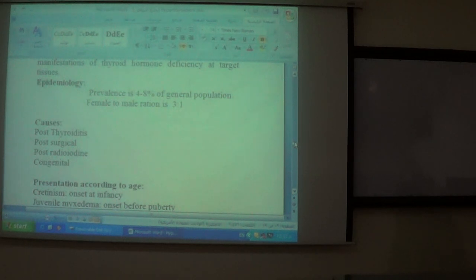Post-radioiodine: after ablation of the gland with a radioablative iodine dose, or even a dose given for treatment of Graves' disease, it can also destroy the thyroid gland.